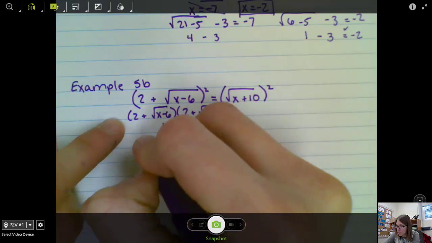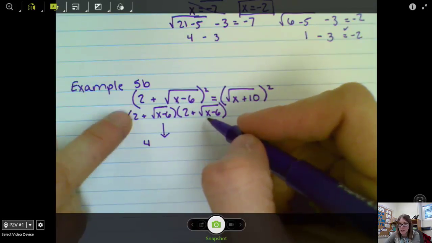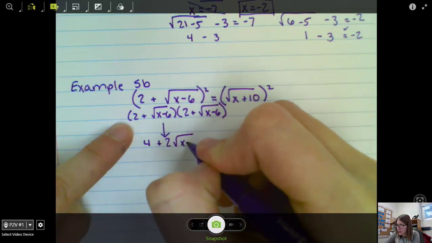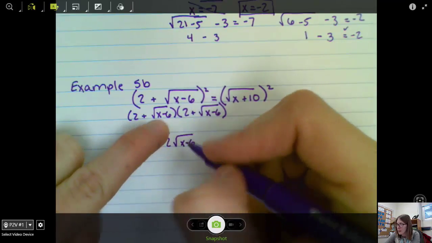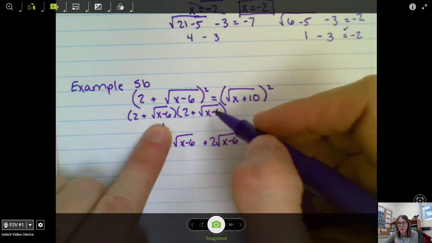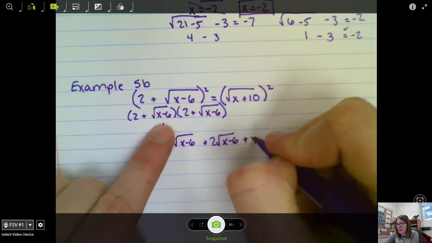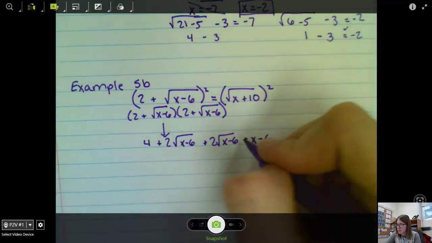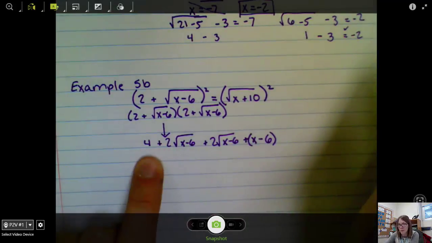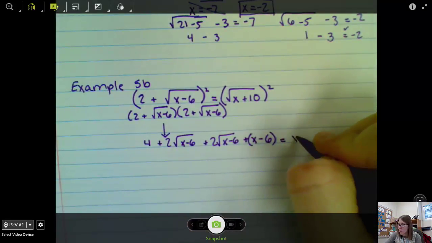We take our 2 times 2 is 4. That was our first. Outside, we multiply what's in front of the radical and what's underneath, so we really only get 2 square root of x minus 6. Inside, we get another 2 square root of x minus 6. And then our last, when we take the square root of x minus 6 times the square root of x minus 6, we get x minus 6. I'm just going to put that in parentheses, not really necessary, but just so I know. Here was my first, outside, inside, last. And square root of x plus 10 squared is x plus 10.